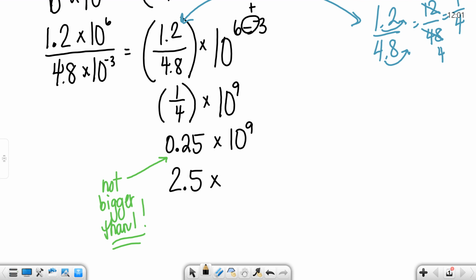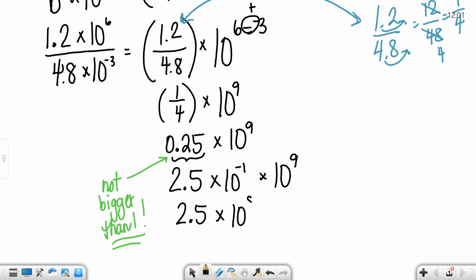Well, if I move it one place to the right, then this exponent changes. Another way I can think about it would be, let's just say I took this and wrote it in scientific notation. Well, that would be 2.5 times 10 to the -1. Now, you still have this 10 to the 9 sitting out here. Didn't do anything with that. And now I can multiply. Right here I have like terms, so I have 10 to the -1 times 10 to the 9 would give me 10 to the 8. So this is the correct answer, completely simplified.